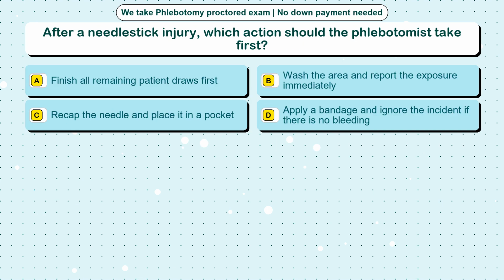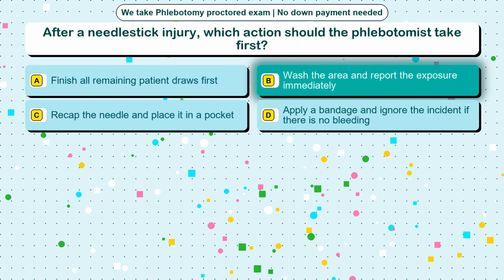Question 11. After a needle stick injury, which action should the phlebotomist take first? Option A. Finish all remaining patient draws first. Option B. Wash the area and report the exposure immediately. Option C. Recap the needle and place it in a pocket. Option D. Apply a bandage and ignore the incident if there is no bleeding. The correct answer is option B.